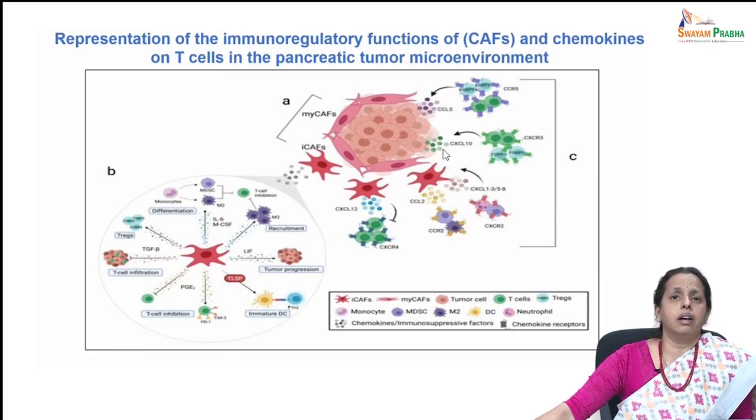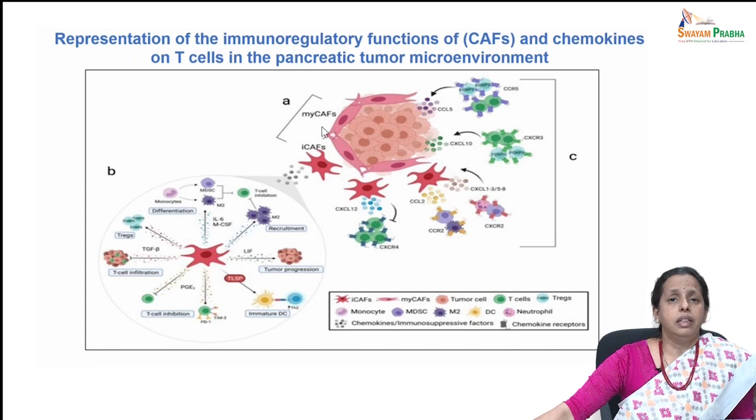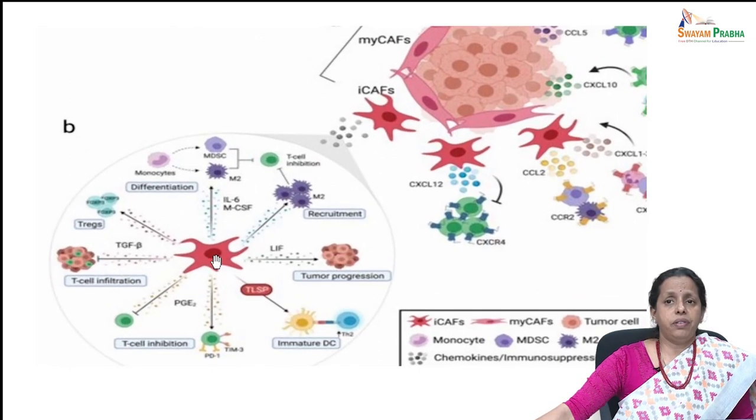And there are the iCAFs, your inflammatory cancer associated fibroblasts, which are located more distant from the tumor nest, and they secrete inflammatory factors such as some of your cytokines and have pro-tumorigenic functions. These pro-tumorigenic factors can regulate the differentiation, migration and function of myeloid cells, such as myeloid-derived dendritic cells, myeloid-derived suppressor cells, macrophages and dendritic cells, which in turn inhibit T-cell migration, proliferation, activation, and differentiation.